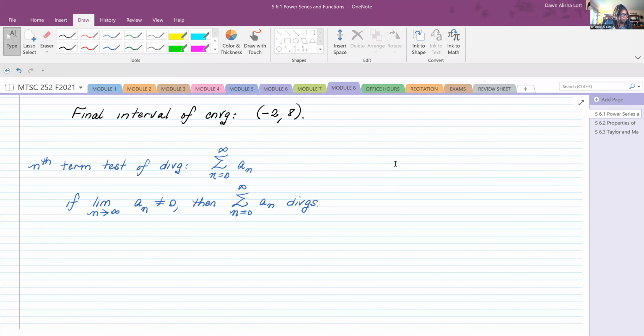All right, anything else particularly y'all want to see for this stuff, or I'm going to go ahead and do an example with looking at the derivative and the integration of the series.